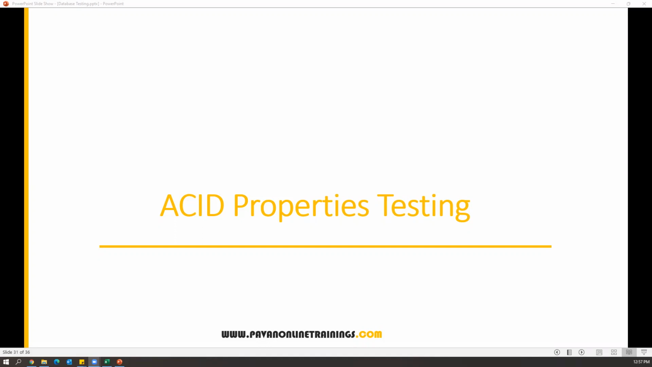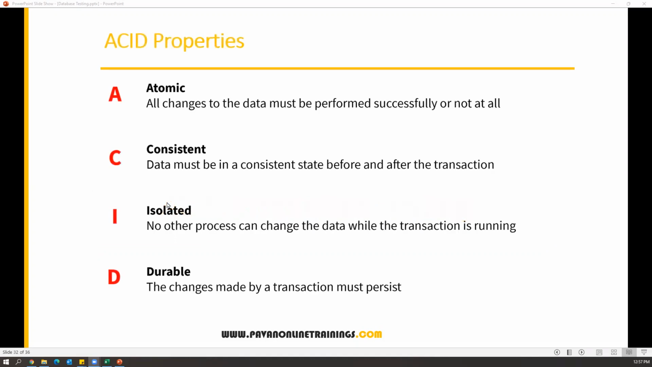In today's video, we are going to see one of the most important testing which we need to conduct as part of database testing, which is ACID properties testing. So first of all, let us understand what ACID properties are. A means atomic, C means consistent, I means isolated, D means durable. So atomic, consistent, isolated, and durable.